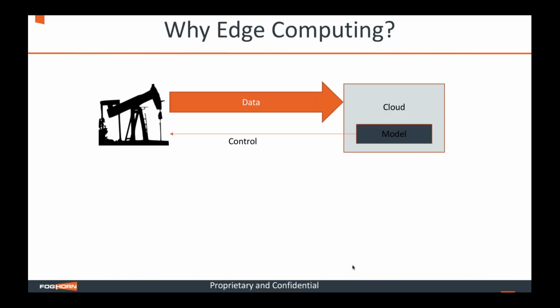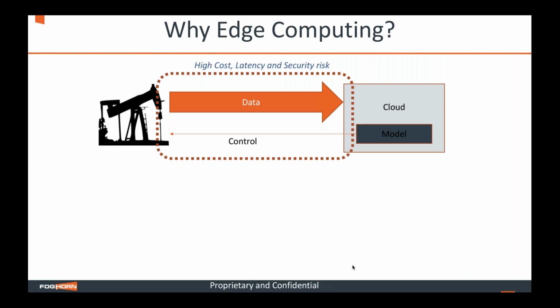So when you have, for example, an oil rig, or in this example it could be a manufacturing machine too, and you wanted to send the data produced to the cloud, process it there, and then send the results back, it suffers from several problems. One is high cost. First of all, there may or may not be any connectivity from these locations into the cloud.